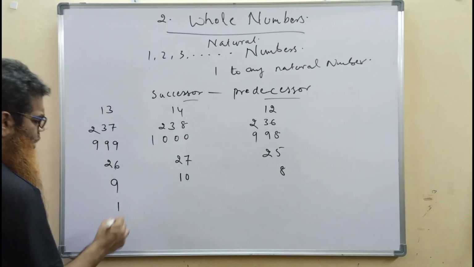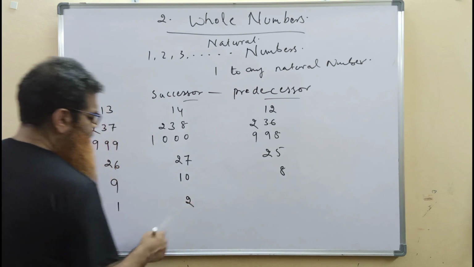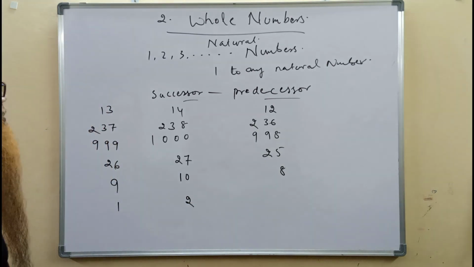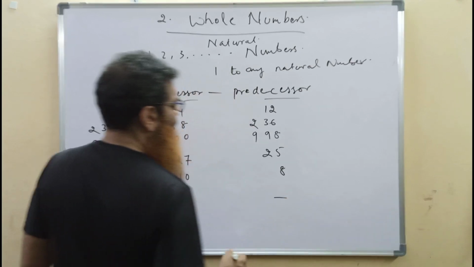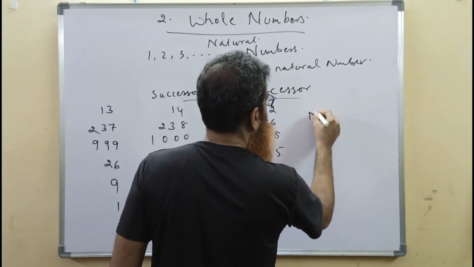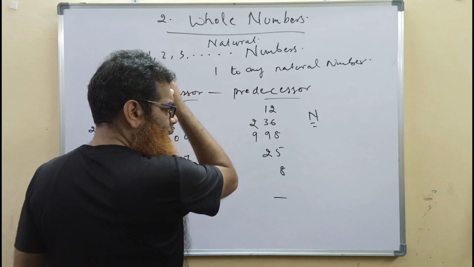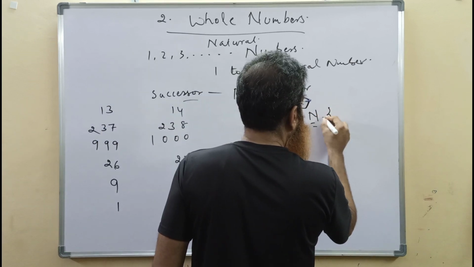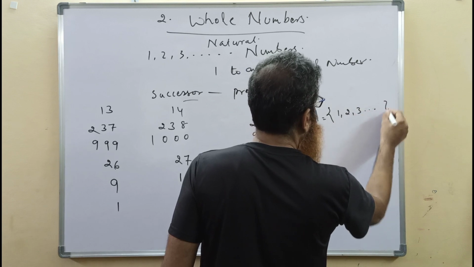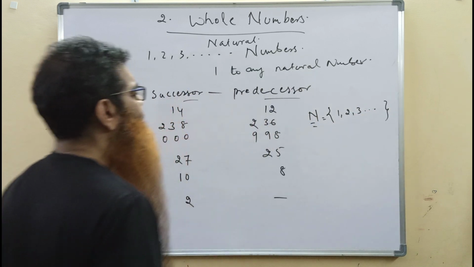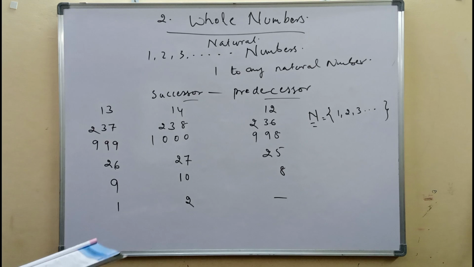Now it's 1 here. You know the successor: 1 plus 1 is 2. After 1 comes 2. But whereas the predecessor, we don't know. As per natural numbers, there is no predecessor to 1, because the set of natural numbers begins with 1. So for natural numbers, there is no predecessor to 1.